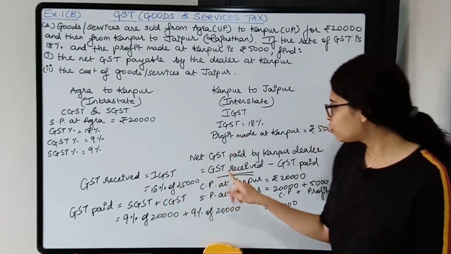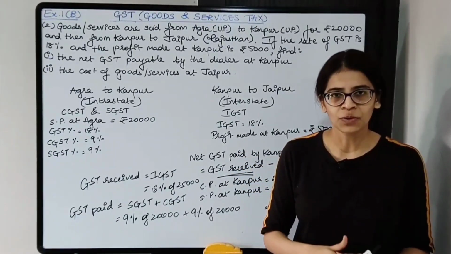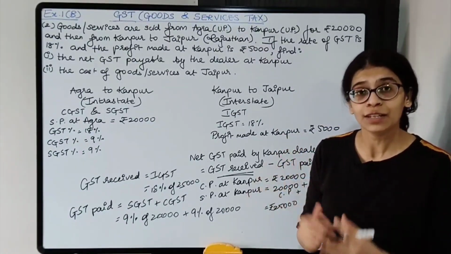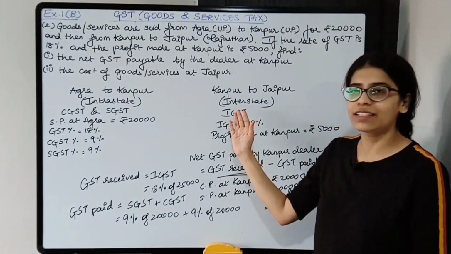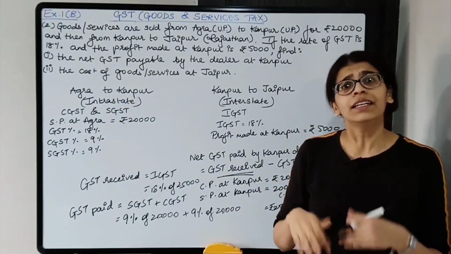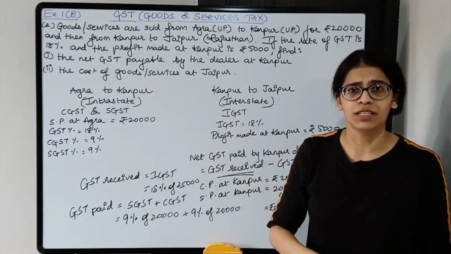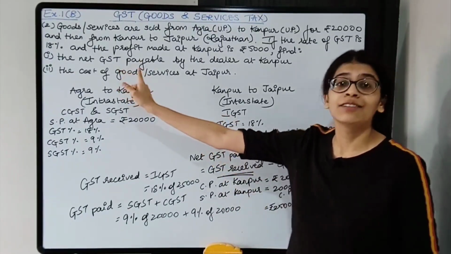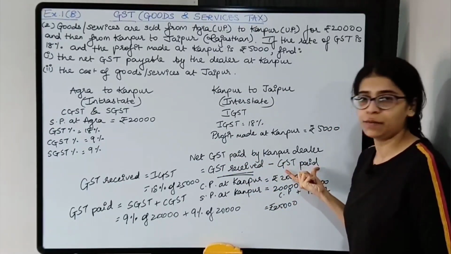Once you get the value, you just have to subtract, and that will be the net GST paid by the Kanpur dealer. Okay, so students, you have to read the question carefully. The words are very, very important. Net GST has been asked. Had they asked how much GST was paid by the Kanpur dealer to the Agra dealer, then it would be whatever the GST is on 20,000 rupees. That is what you had to find. But they have asked the net GST payable. So net GST will be GST received minus GST paid.